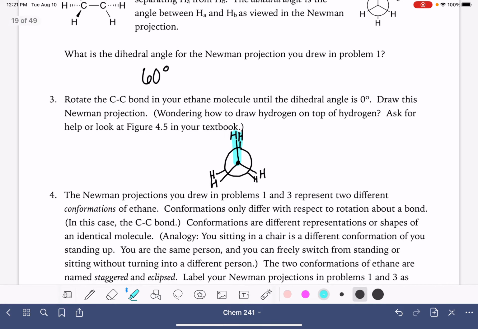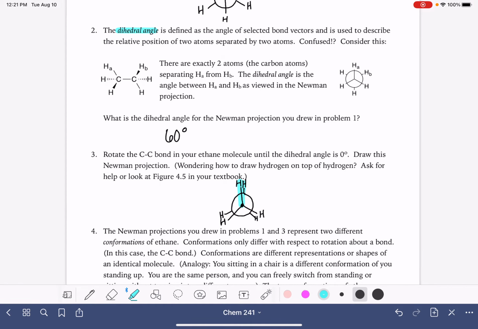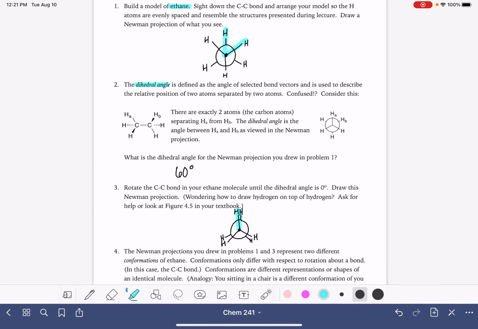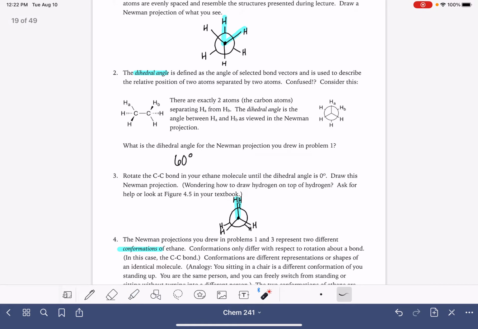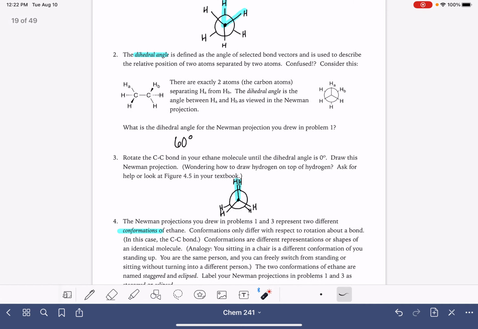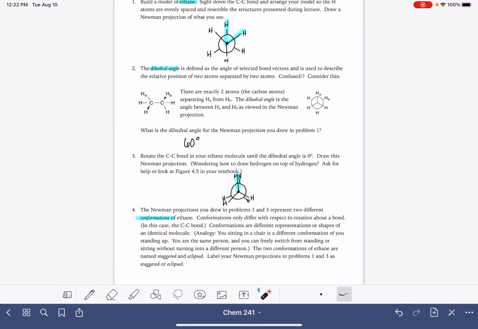So these 2 different Newman projections that we have drawn here, this conformation or this representation right here, represent different conformations of ethane. Remember, conformation just means shapes that these molecules take when they're rotating around a carbon-carbon single bond. And the 2 conformations are named staggered and eclipsed. So we have names for these 2 conformations, and the names are super logical.